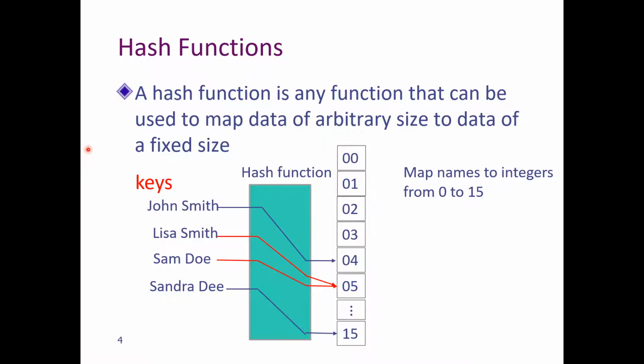Suppose this hash function maps the names to integers from 0 to 15. And a well-known feature of a hash function is something called collisions. So by collision, we mean that two different keys may get the same value, the same result. So in this example, Lisa Smith and Sam Doi are both hashed to the result 5. So this is called a collision.